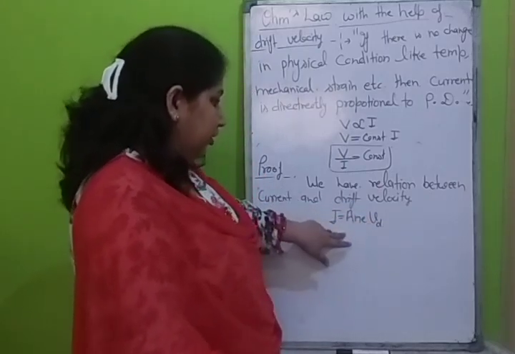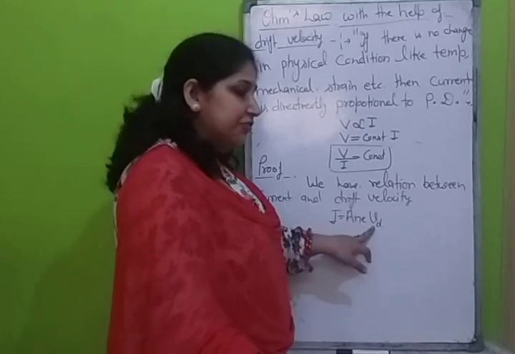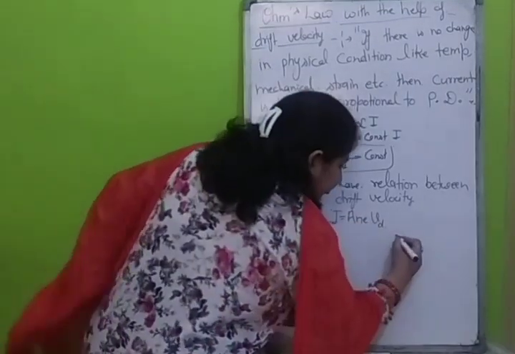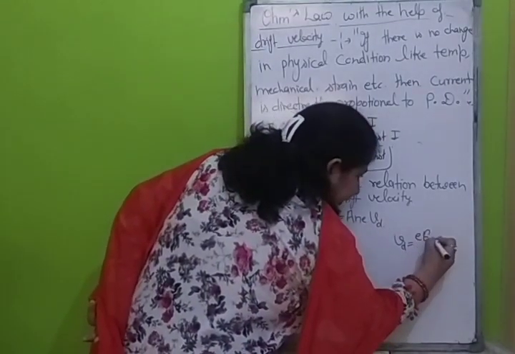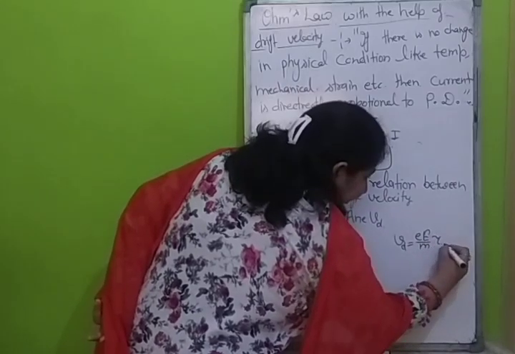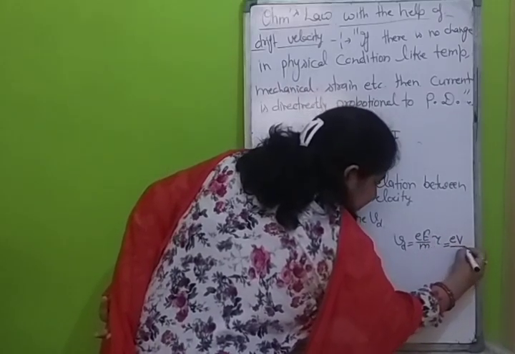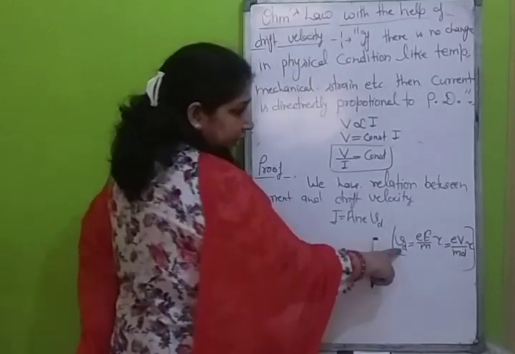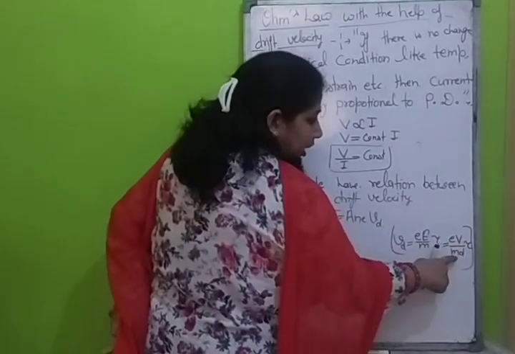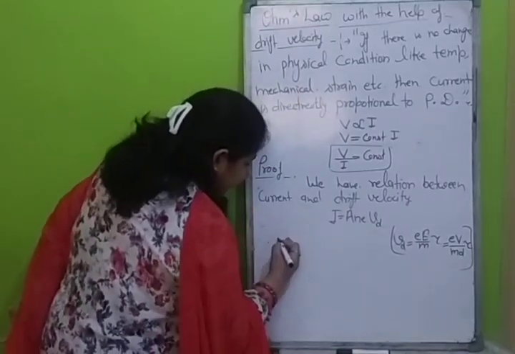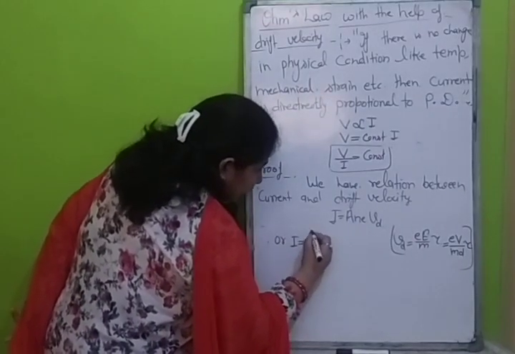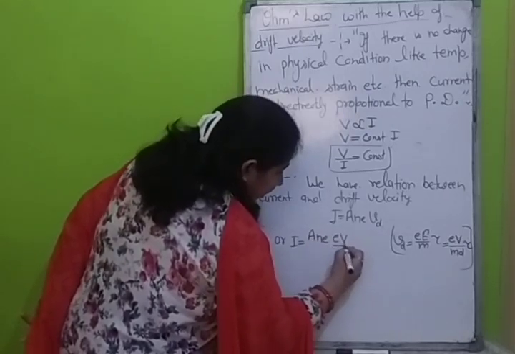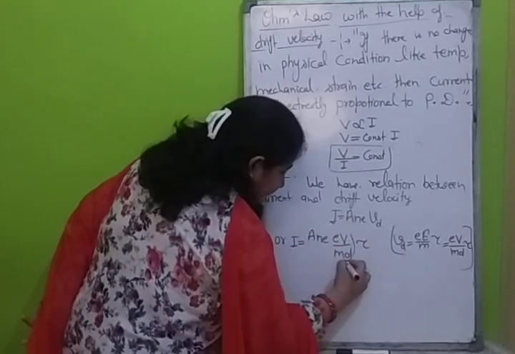And how can we put V in this formula? We can replace Vd in terms of potential. In terms of potential, we have Vd is equal to small e capital E upon m tau, or we can write small e capital V upon m d tau. We will put Vd is equal to small e V upon m d into tau. Now I is equal to A n e, small e capital V upon m d tau.